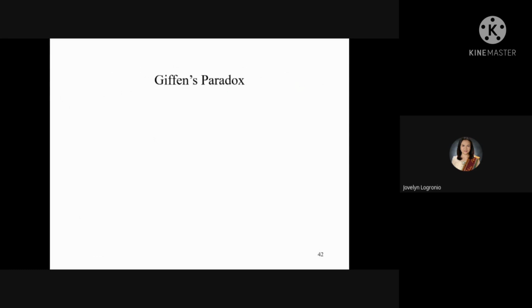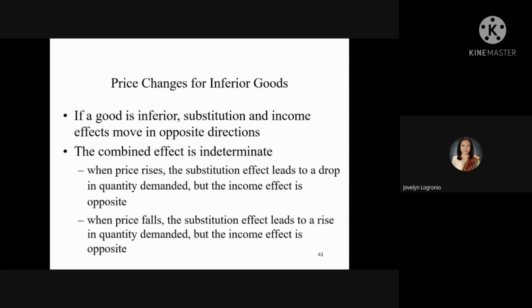Ibig sabihin ng indeterminate, it is difficult to determine ano yung total effect. If the good is inferior, then the price of that good decreases. What will happen to its quantity demanded or quantity purchased by the consumer? Tumaas ba or lumiit? So, ano yung net effect, kumbaga, or total effect? So, we cannot say, or it is difficult to determine, if the good is inferior.